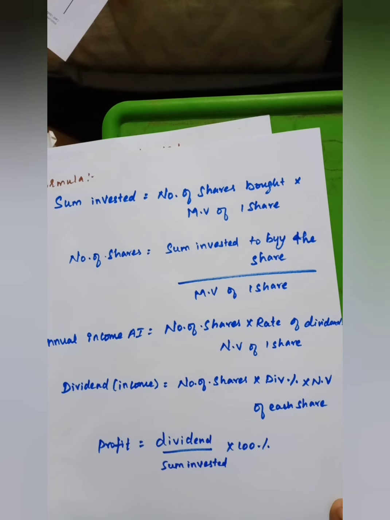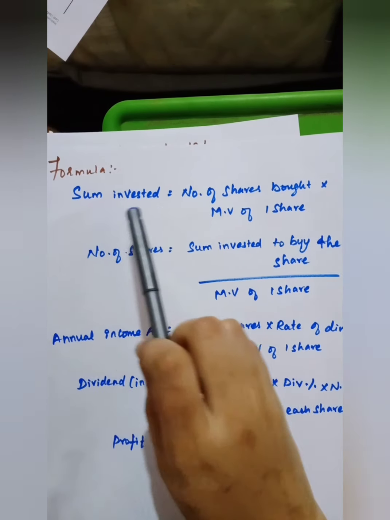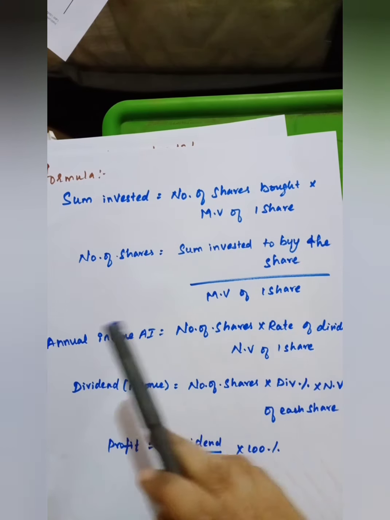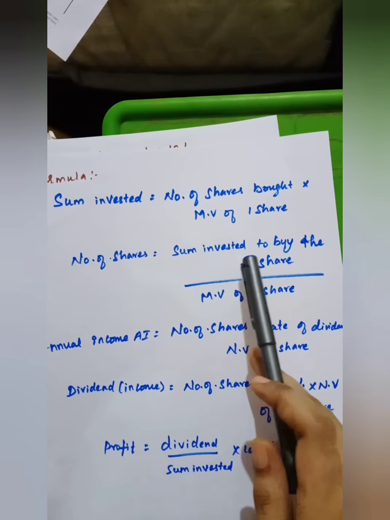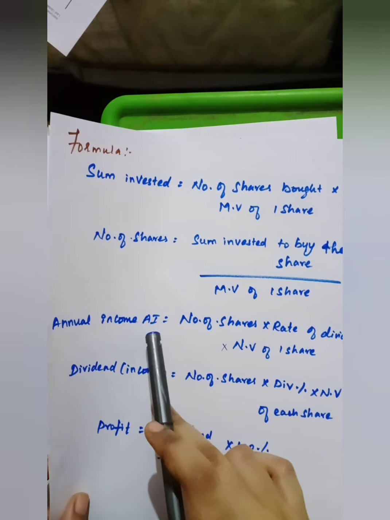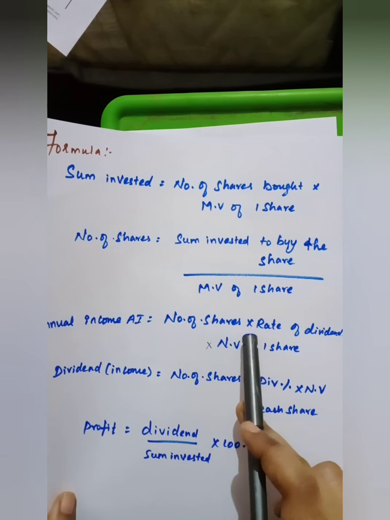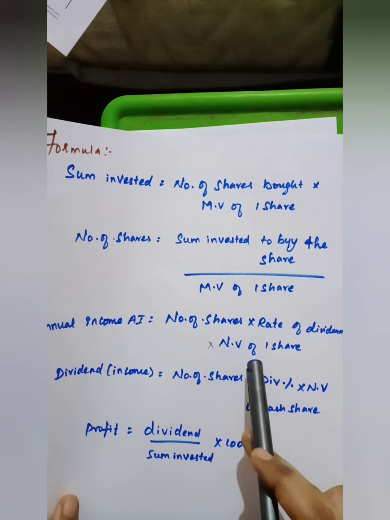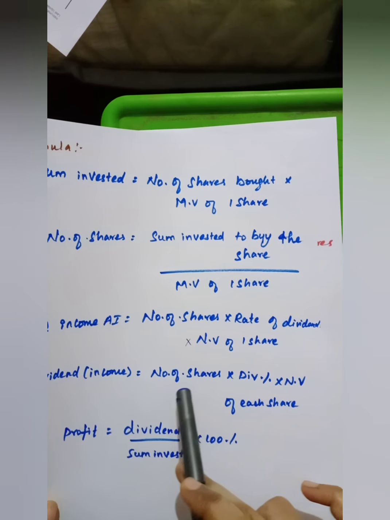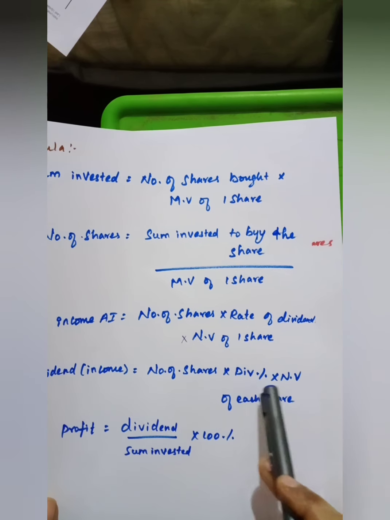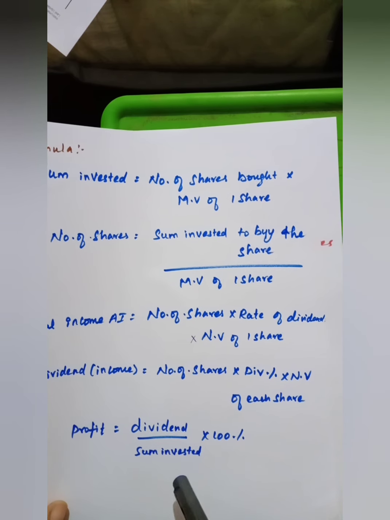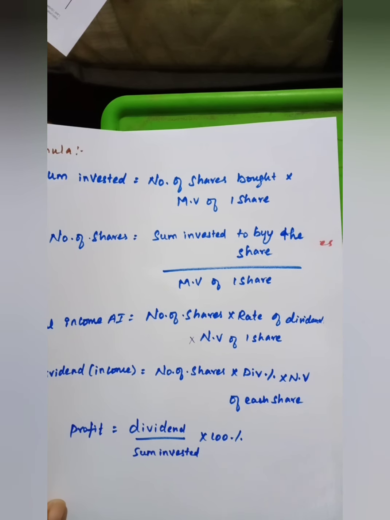Important formulas in the chapter shares and dividend are: sum invested equals number of shares bought into market value of one share, and number of shares equals sum invested to buy the shares divided by market value of one share. Annual income AI equals number of shares into rate of dividend into nominal value of one share. Dividend, that is income, equals number of shares into dividend percentage into nominal value of each share. Profit equals dividend divided by sum invested into 100%.